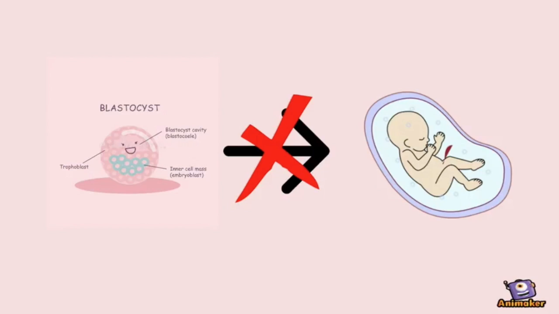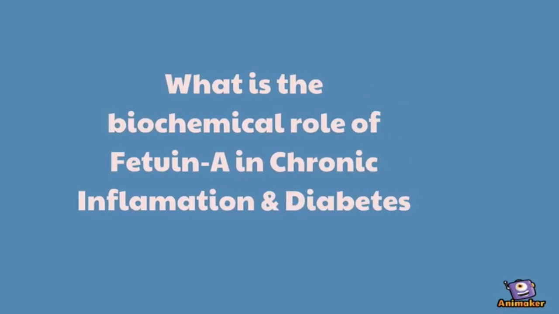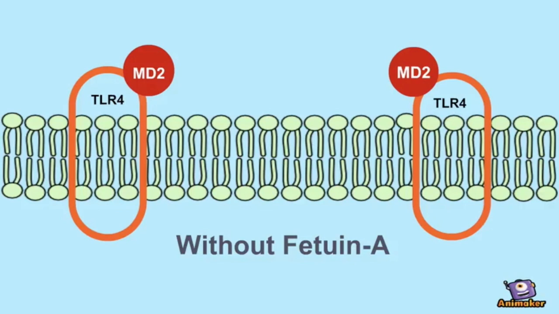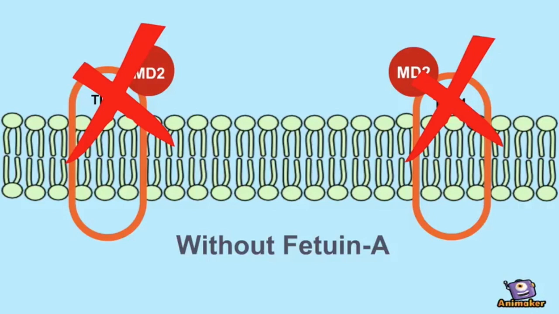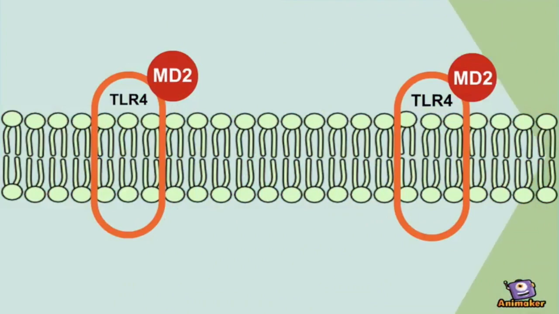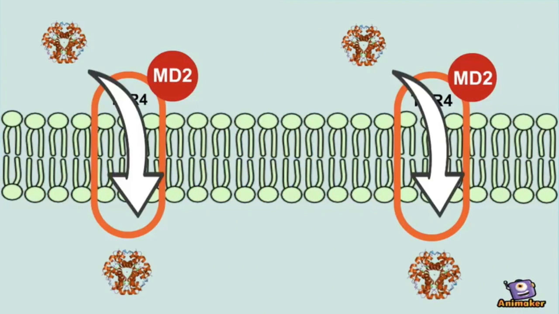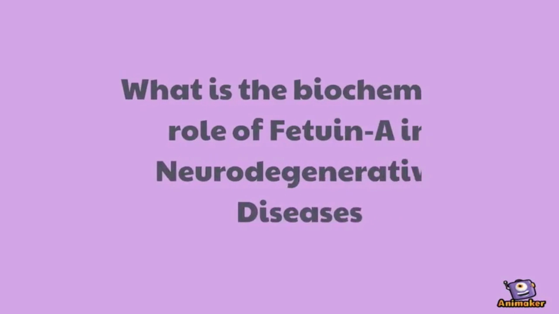So now, what is the biochemical role of Fetuin-A in chronic inflammation and diabetes? Fetuin-A can help understand insulin resistance by acting as an endogenous ligand that allows a pathway to the currently non-existent and insulin-resisting FFA and TLR4-MD2 complex. As you can see in the second animation, with Fetuin-A as an endogenous ligand, insulin can pass through the membrane with ease.